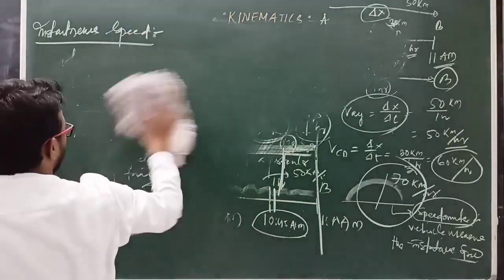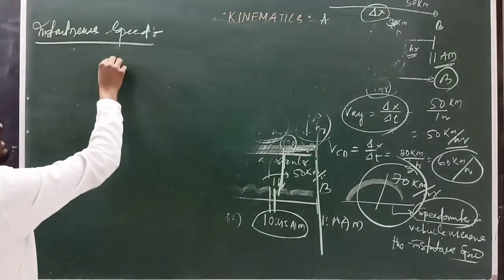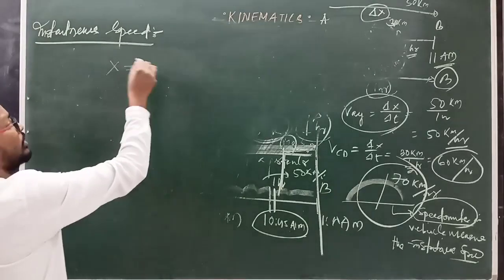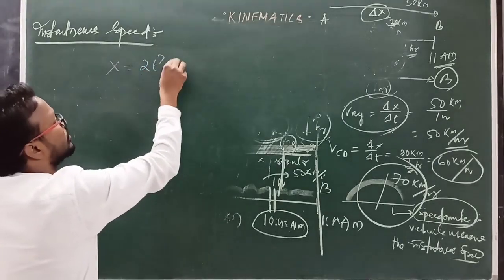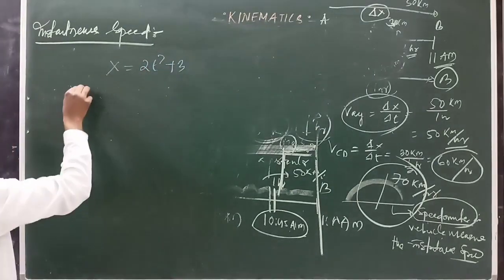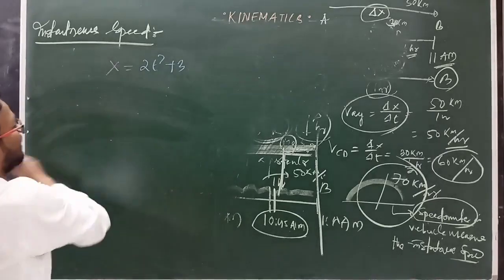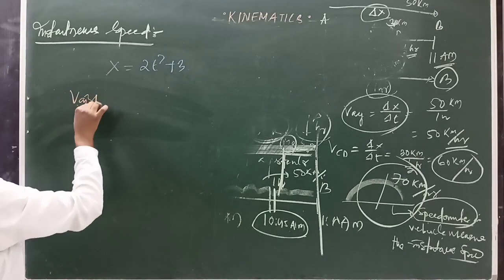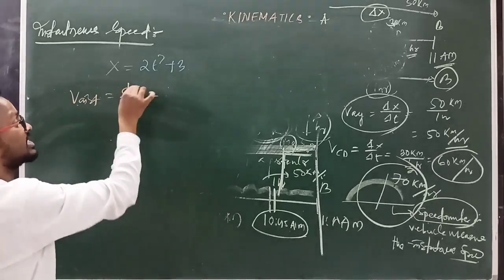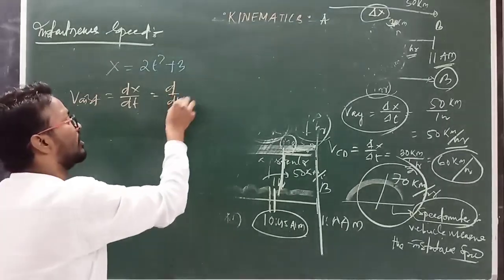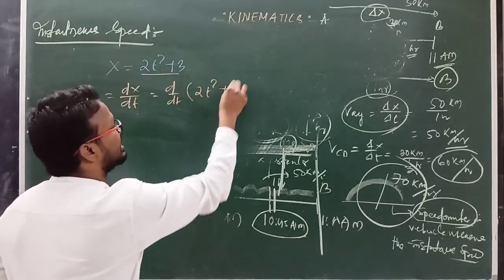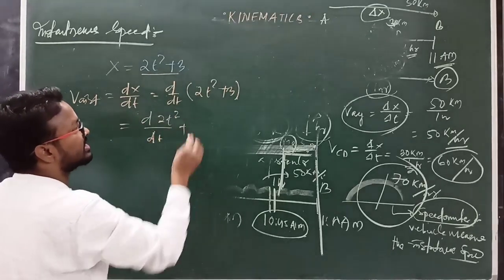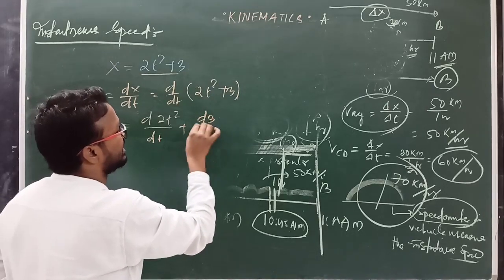Clear? Okay, so if we take one example here, suppose it is given that x equals 2t square plus 3, this is the distance, and we have to find the instantaneous speed. So how can we find instantaneous speed in this case? In this case, instantaneous speed v instant equals dx upon dt, differentiation of x with respect to time. So d by dt of x, that is 2t square plus 3. Now differentiate this relation, that is d of 2t square by dt plus d of 3 by dt.